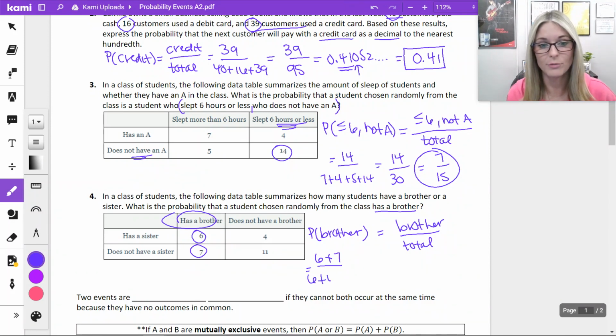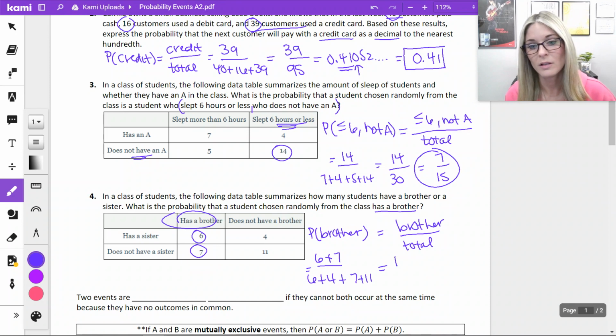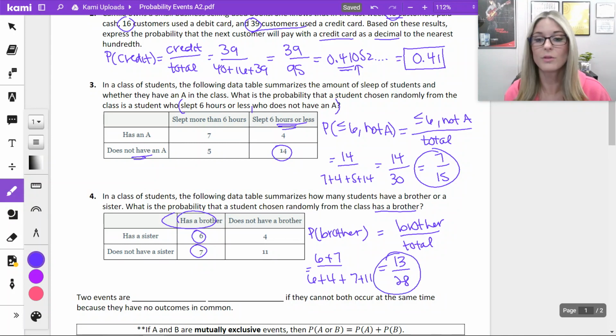Let's just show it here. We're going to add all of those groups together, 6, 4, 7, and 11. We're going to have 13 over 28, and I cannot simplify that fraction. So 13 over 28 would be the probability in number 4 that I select a student at random and they have a brother in the class.